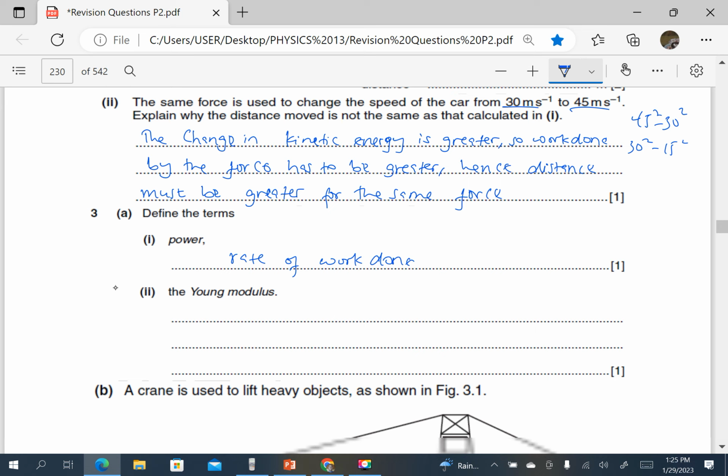Then Young modulus, that is stress divided by strain. Stress divided by strain, that is Young modulus.